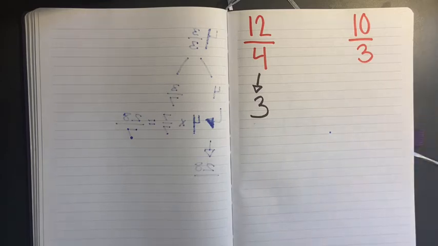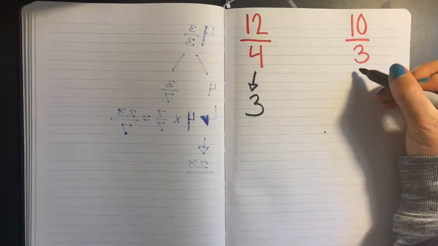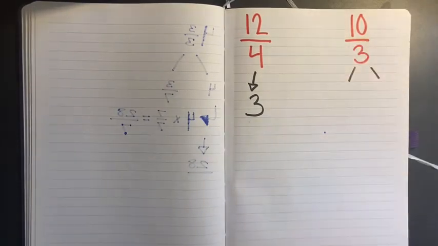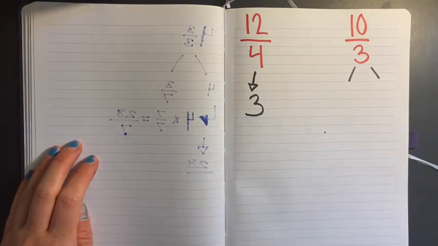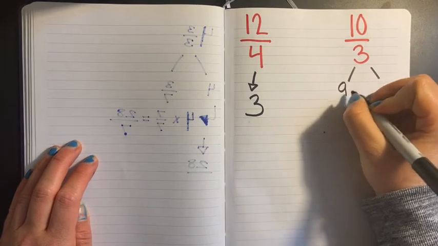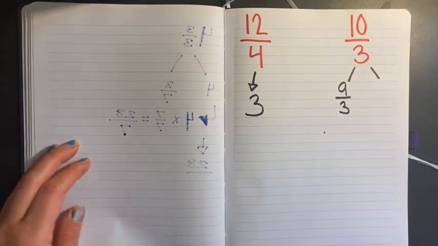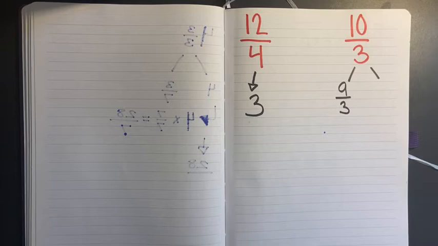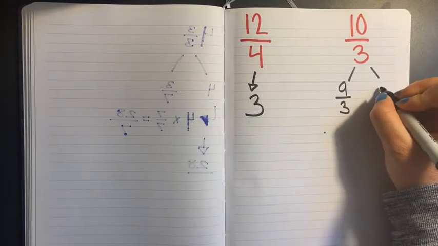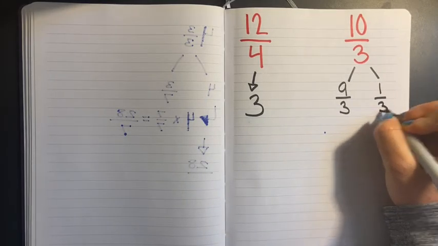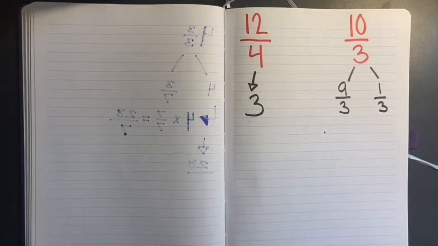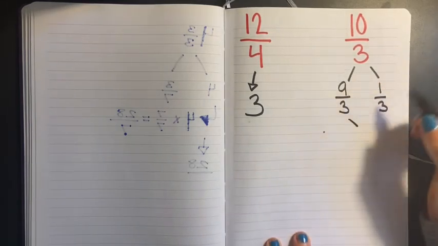Now we want to do the same thing with 10/3. How many times can 3 go into 10? Yes, 3 can go into 10 3 times, giving us the fraction 9/3. When we take away 9/3 from 10/3, we are left over with 1/3. So now that we have this information, we're able to convert 9/3 to a whole number.